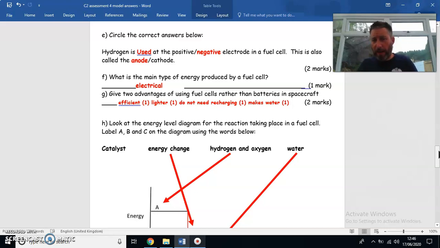Remember, going back to fuel cells before, you've got the anode and you've got the cathode. The anode is negative, the cathode is positive. This is the same thing. So hydrogen is used at the negative electrode, and that is called the anode. So most of you got that right, which I'm really pleased by. If you didn't, don't worry about it. The question was wrong. So let's just square that one away.